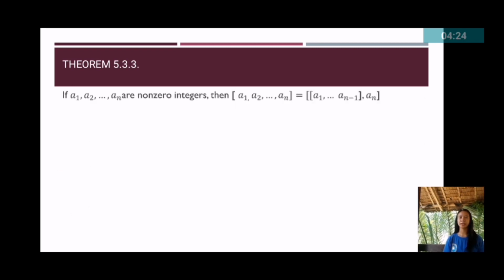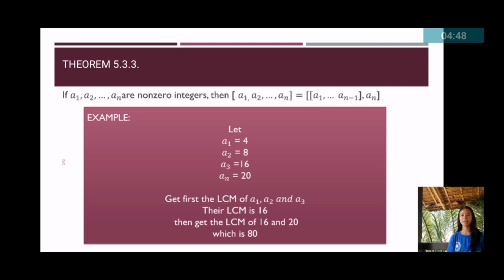Theorem 5.3.3. If a sub 1, a sub 2, up to a sub n are non-zero integers, then the LCM of a sub 1, a sub 2, up to a sub n is equal to the LCM of the LCM of a sub 1 up to a sub n minus 1, and a sub n. Example: let a sub 1 equal 4, a sub 2 equal 8, a sub 3 equal 16, a sub n equal 20.